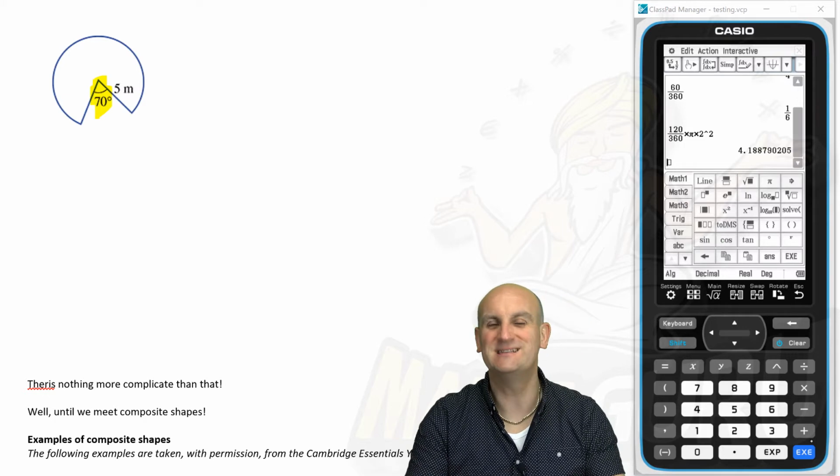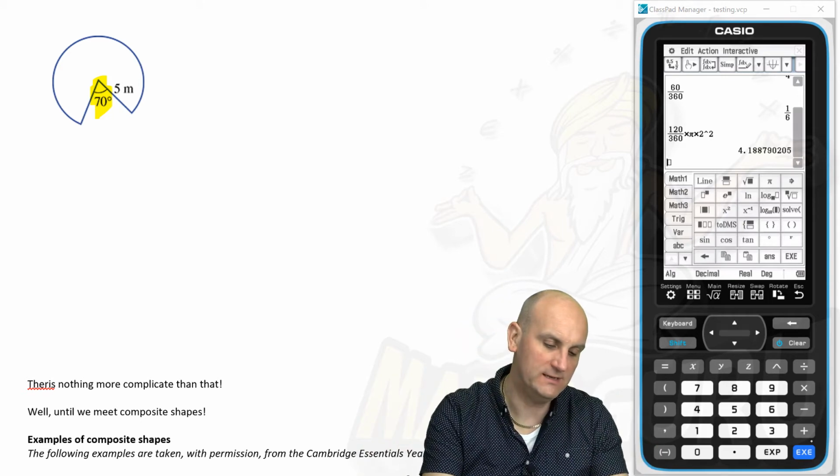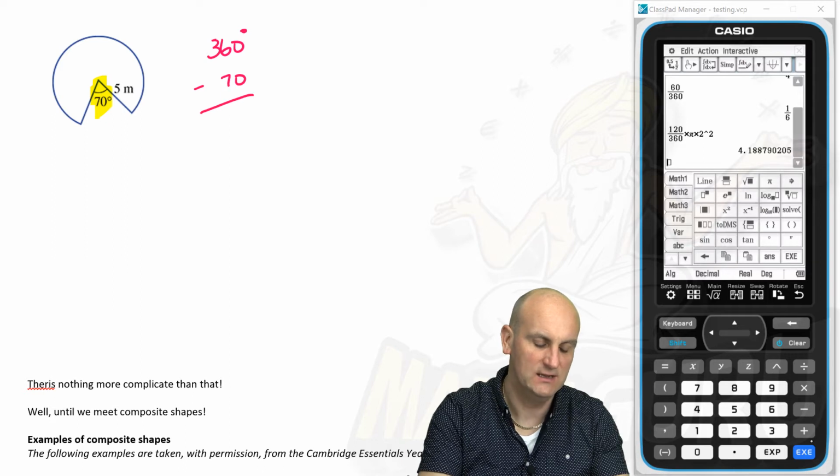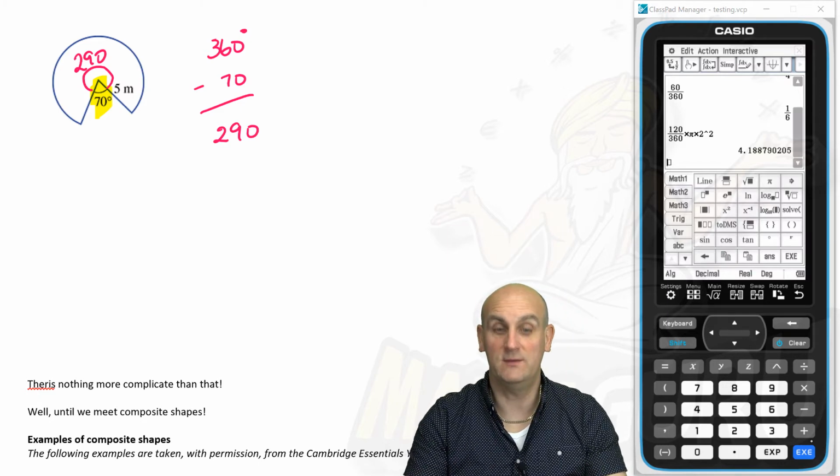Where is it? It's outside my circle, but with sectors, you have to know the area inside. So how many degrees are there in a circle? 360 minus the 70 gives me 290 degrees inside. And actually, that's the angle I'm going to use.